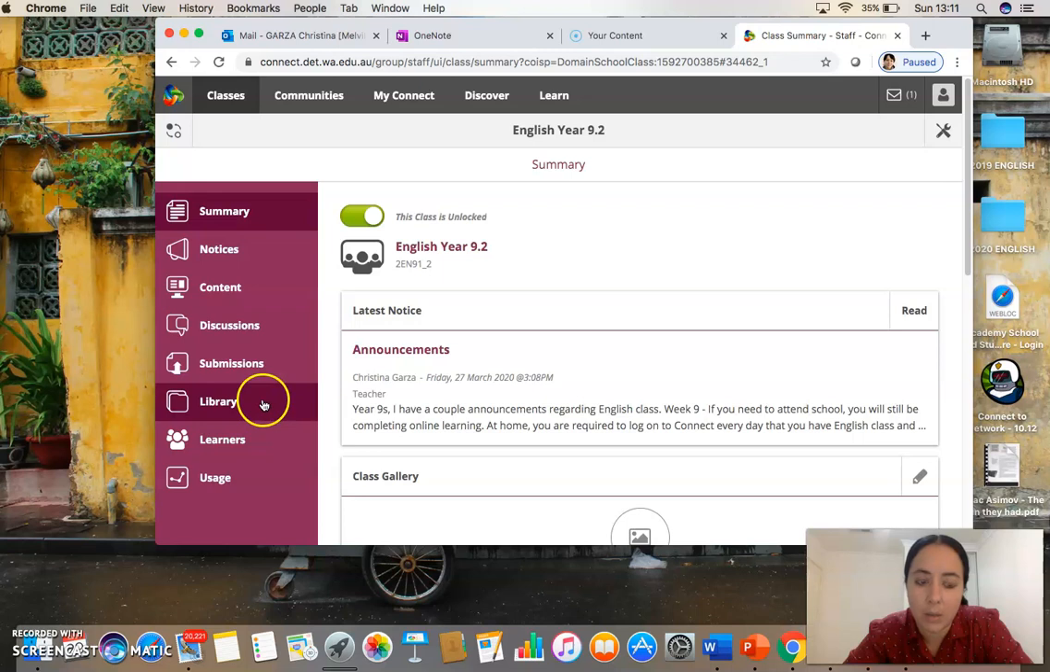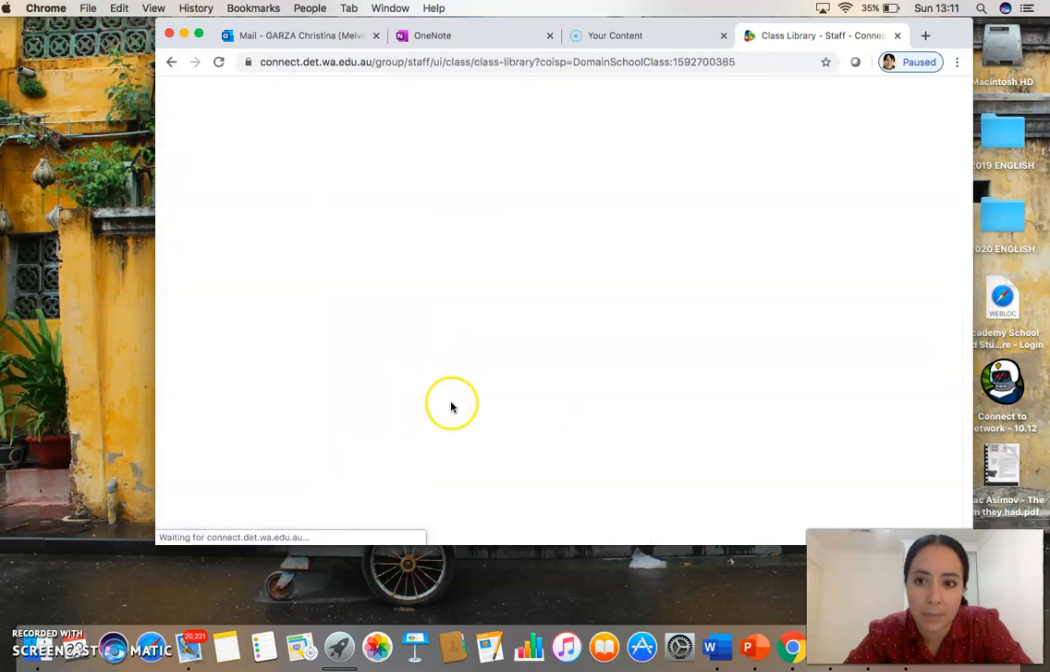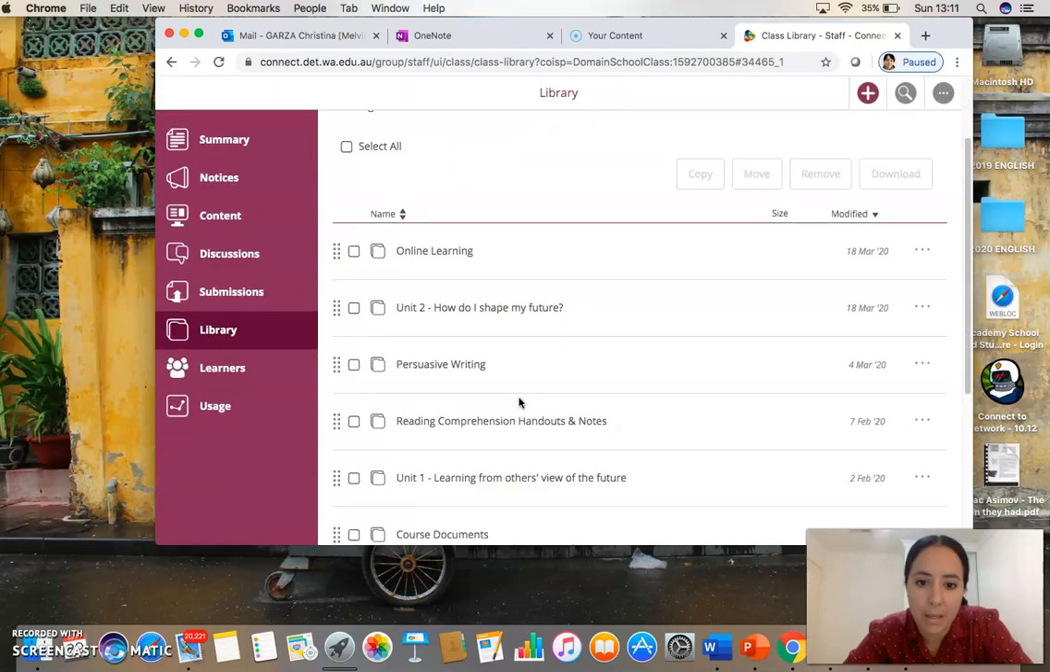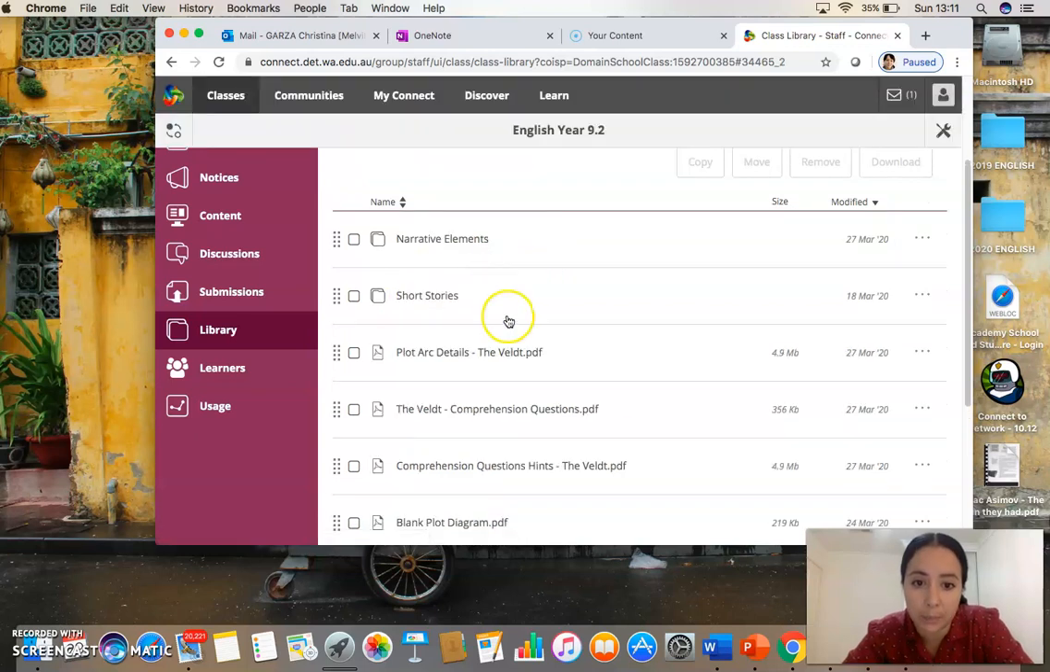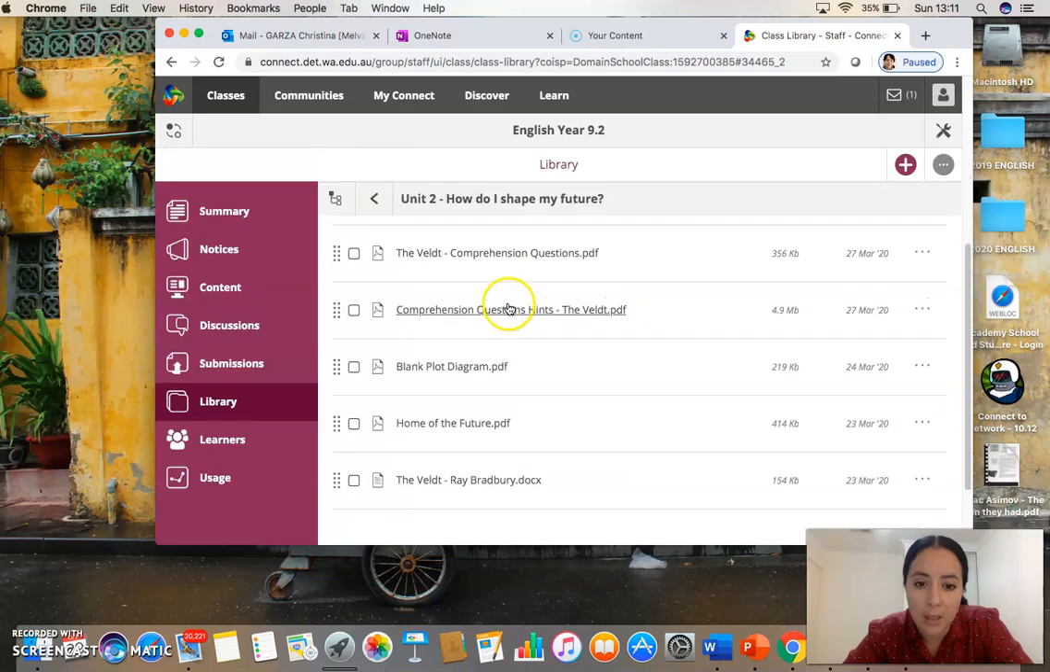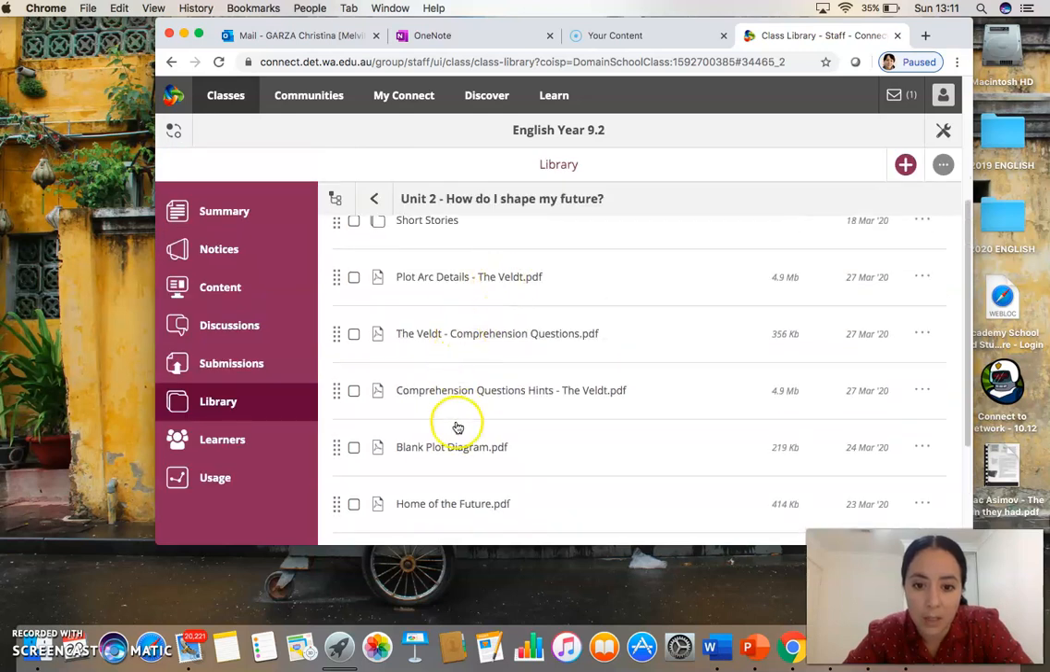You need to go to Library, and all of the texts that we're going to cover within this week and also when we come back in Term 2 will be under Unit 2. So click on Unit 2. And the most recent story, the Veldt, is all right here.